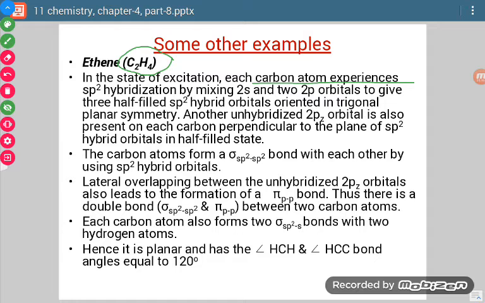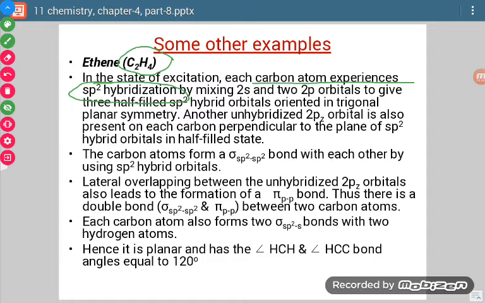Ethene is an alkene, and from there you can remember: in the case of alkanes, carbon undergoes sp3 hybridization; in the case of alkenes, carbon undergoes sp2 hybridization; and in the case of alkynes, it undergoes sp hybridization. So here it is an alkene, so remember that alkenes have carbon which undergoes sp2 hybridization, which is doubly bonded.